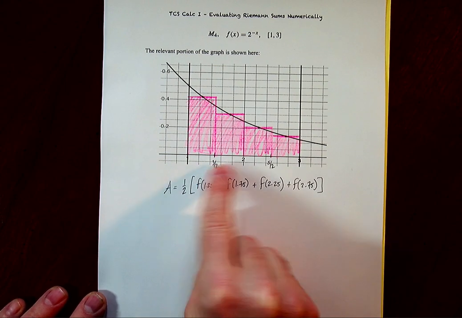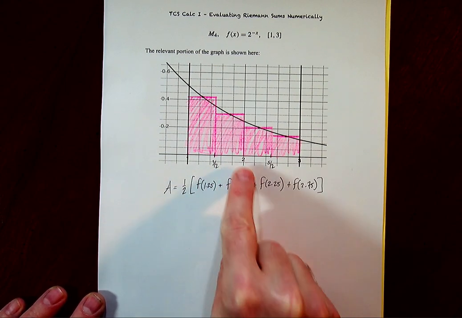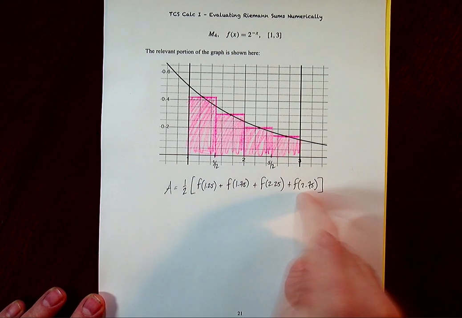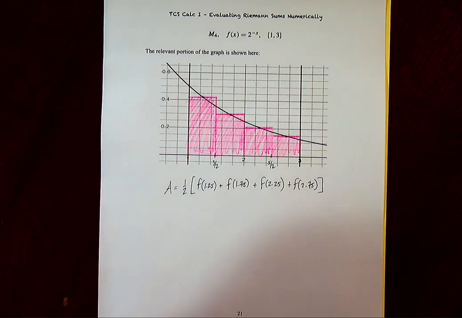Okay. So halfway between 1 and 1.5 is 1.25. Halfway between 1.5 and 2 is 1.75. Halfway between 2 and 5/2, or 2.5, is 2.25. And halfway between 2.5 and 3 is 2.75. That should be pretty straightforward.